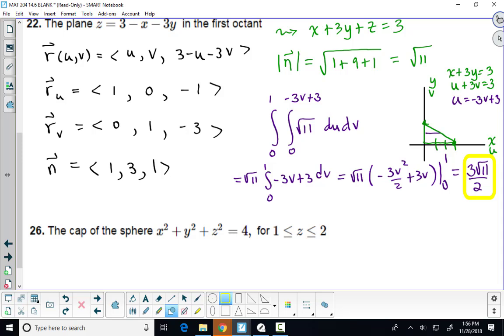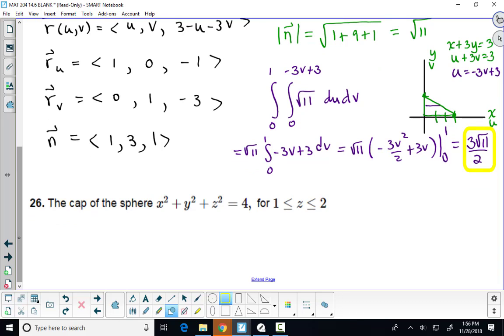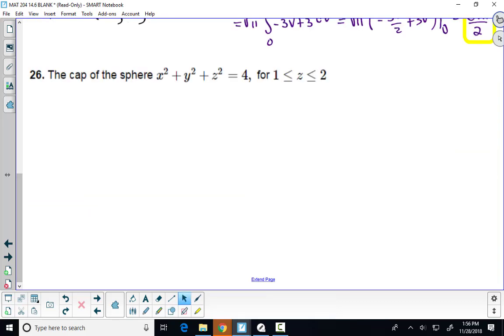Math problems that make you say, all right, let's do another one. Cap of a sphere. Sounds like a book. Yeah. It's time to start writing.